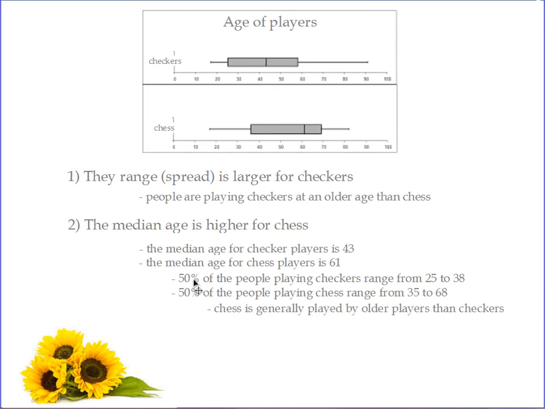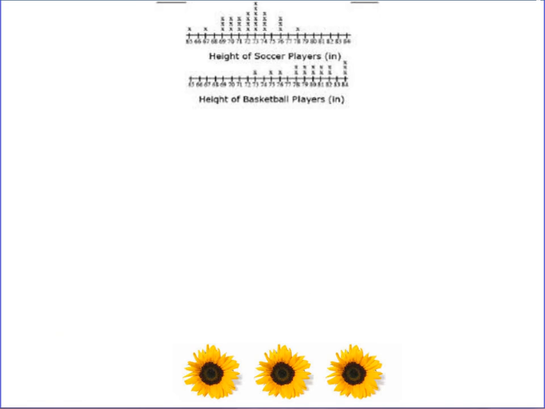We could also look at the box itself and say 50% of the people playing checkers range from about 25 up to about 38 years old, where 50% of our chess players range from 35 to 68. So again, maybe we could say chess is generally played by older players than checkers, and that might have to do with the amount of patience that it takes to play chess over checkers. Again, this is highly up to your interpretation and what data you're actually asked to compare.